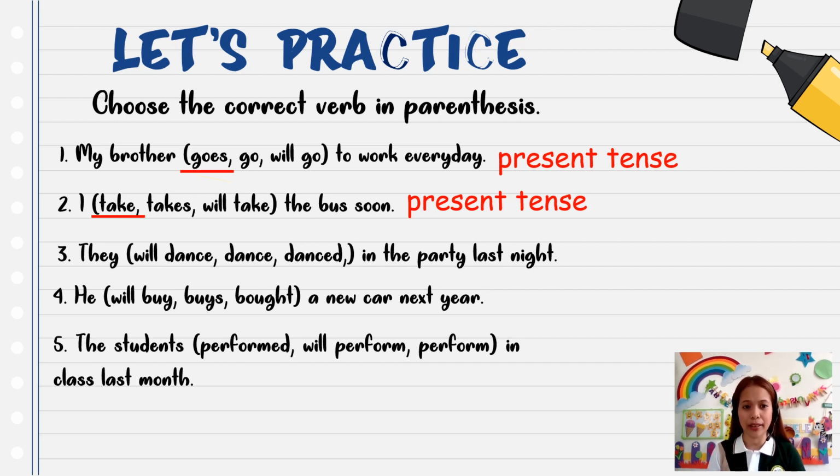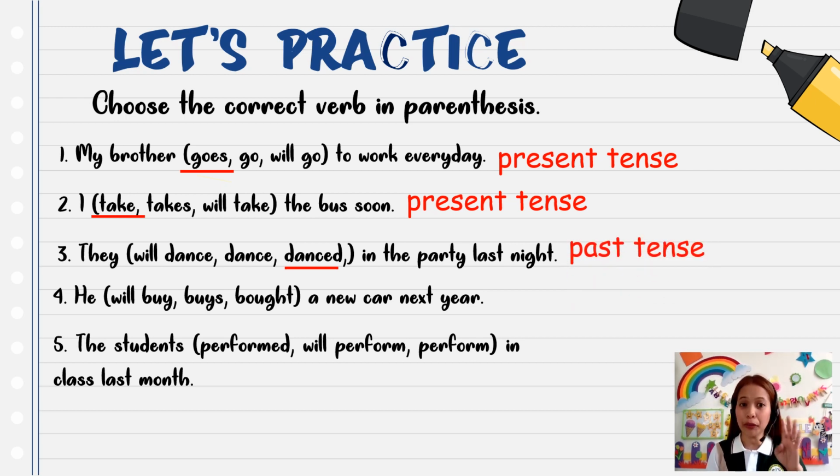Okay? The next one, they will danced in the party last night. What is the correct verb for this sentence? Dance. Why dance? Because, as you see, there is last night, which is it happened in the past. Right? So, your verb should be dance. Okay? What tense? Past tense.